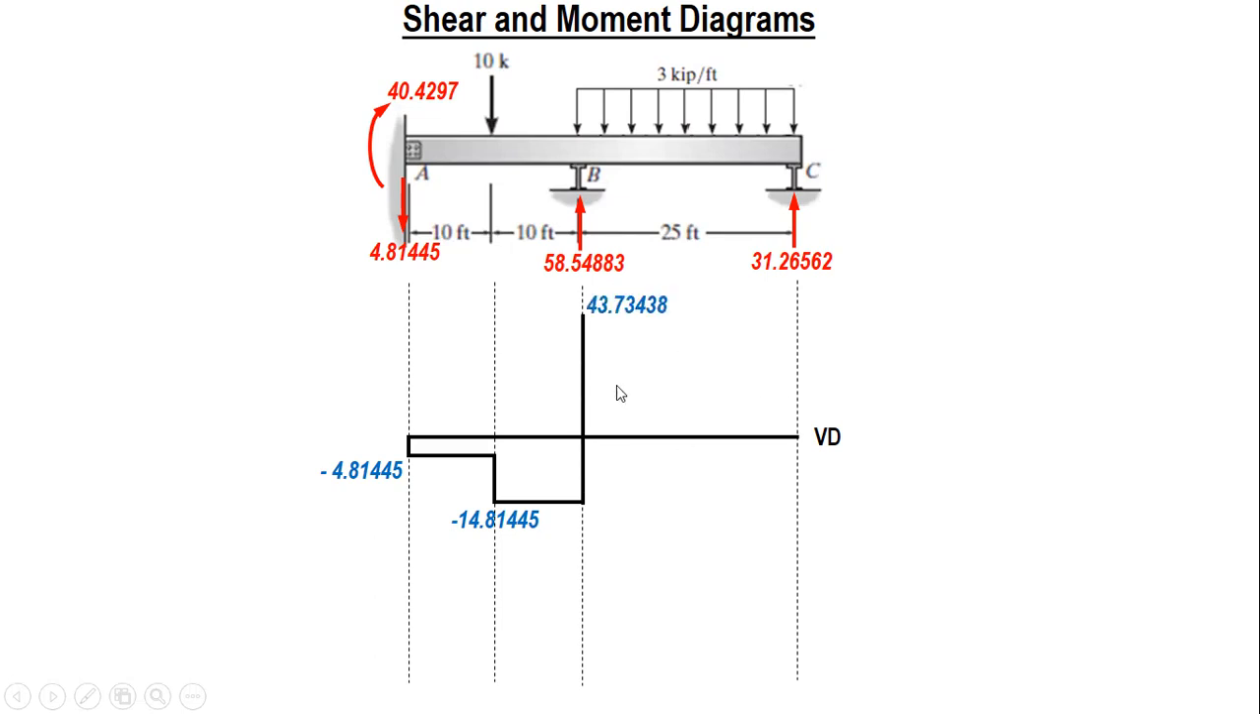That's 43.73438. And then from B to C, uniformly distributed load, and the shear diagram is a straight line. The resultant is 75, 3 times 25. So it's negative 75. So it's 43.73438 minus 75. Okay, the result is 31.26562. And then at C, you have this upward reaction. Okay, so the diagram closes.